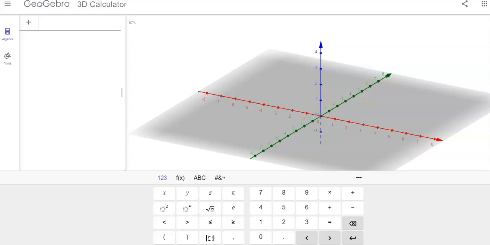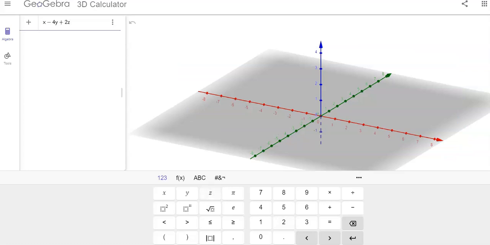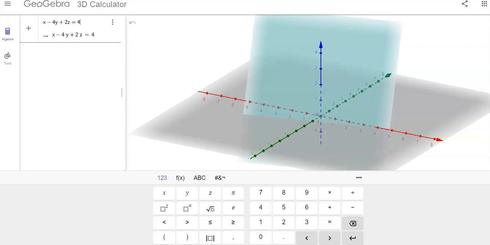So we got x. Yeah, so that looks like this is x and this is their y. So x minus 4y. So that kind of shows that sheet of glass coming down. Plus 2z equals 4. All right, so there it goes.